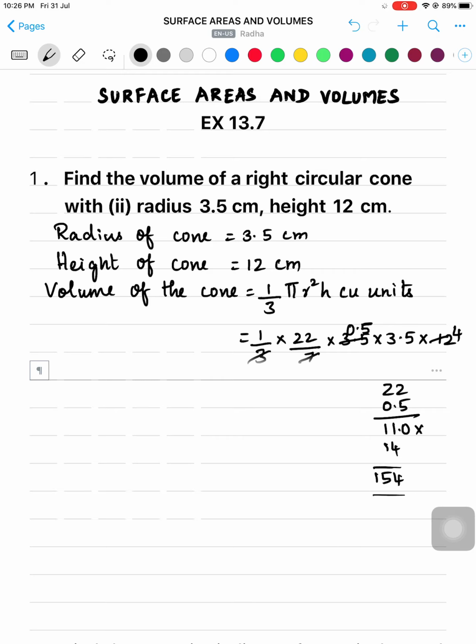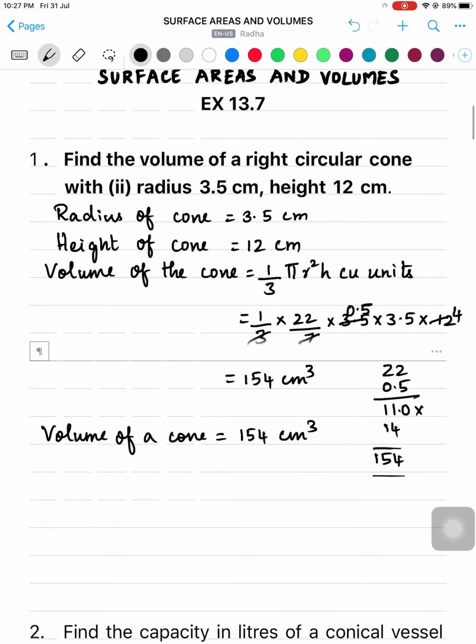154. So, what is the volume of the cone? It is 154 centimeter cube. So, the volume of a cone whose radius is 3.5 centimeter and height 12 centimeter is 154 centimeter cube.